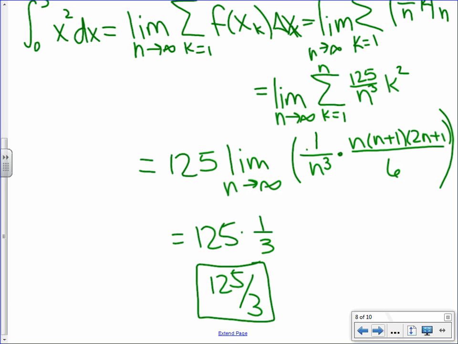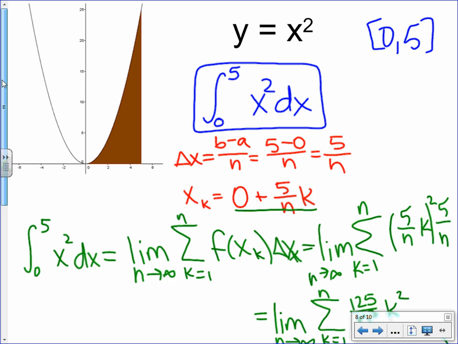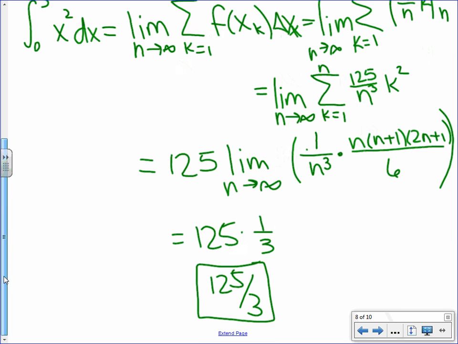You did it right. Then yes, that was right. What do you do with the 1 over n? Remember that goes with this, so all of this has a limit of 1/3, because we have 2n cubed, something, over 6n cubed. And that's how we get the 1/3. So our exact area from 0 to 5 under y equals x squared is 125 thirds.